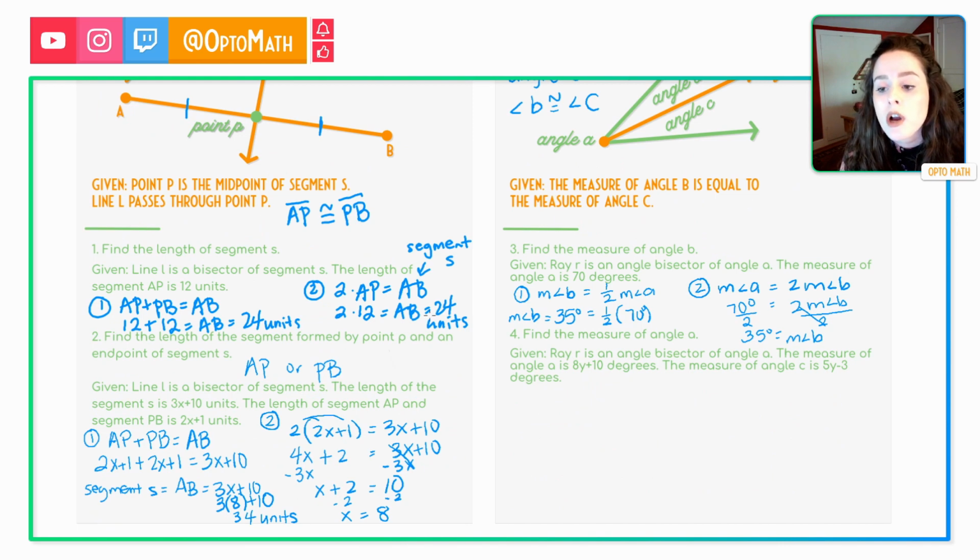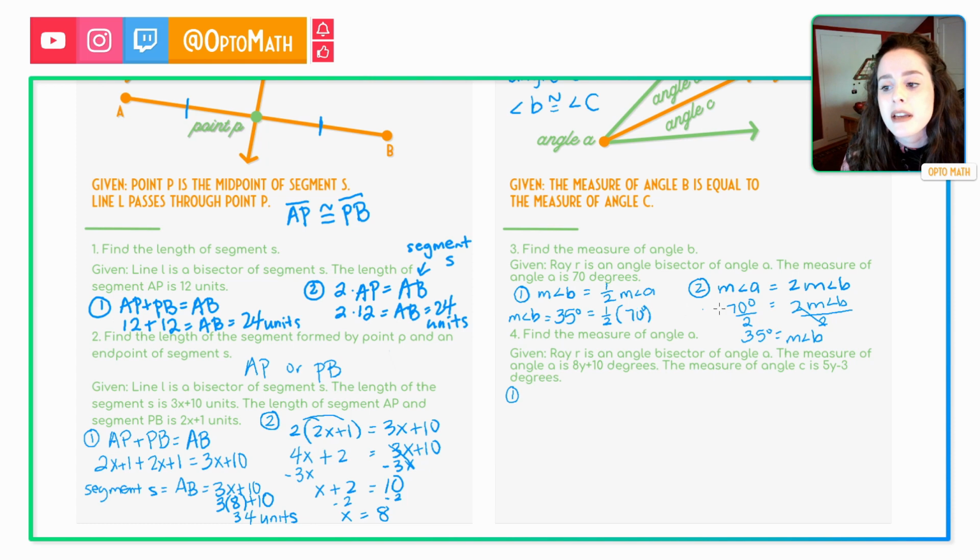Our last practice problem is number 4. Find the measure of angle A. So we're finding the total angle this time instead of one of the pieces. We are given that ray R is an angle bisector of angle A, and the measure of angle A is 8y plus 10 degrees. The measure of angle C is 5y minus 3 degrees. So let's set it up two different ways, and then we'll just solve one way.